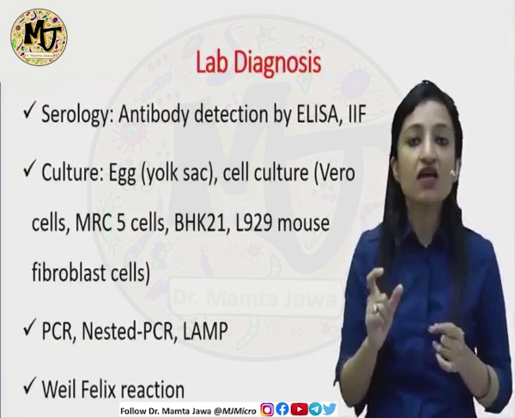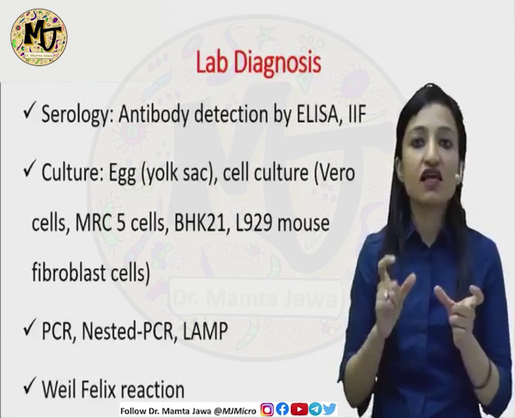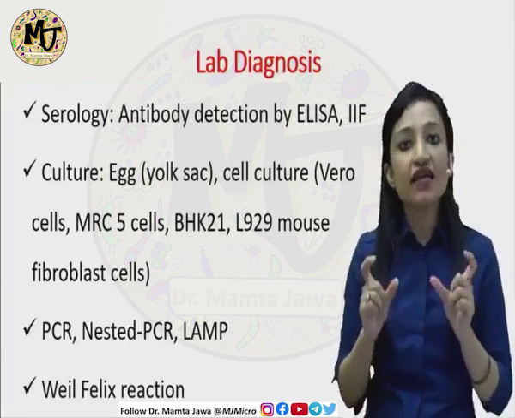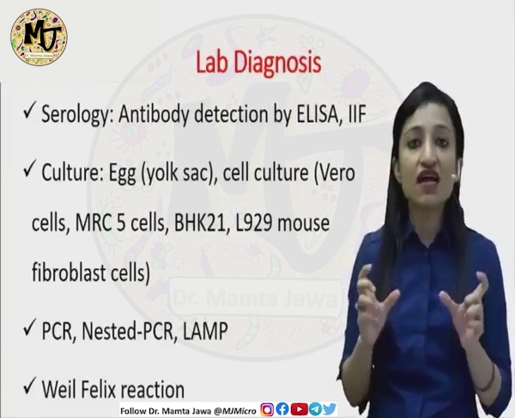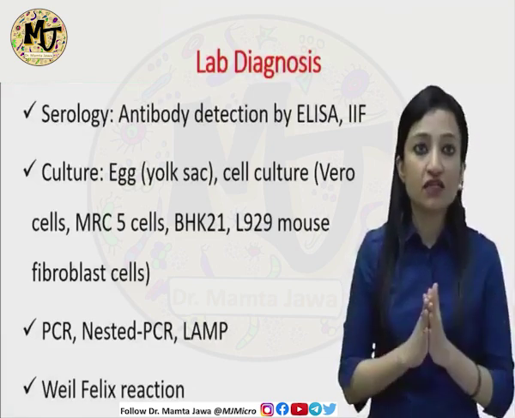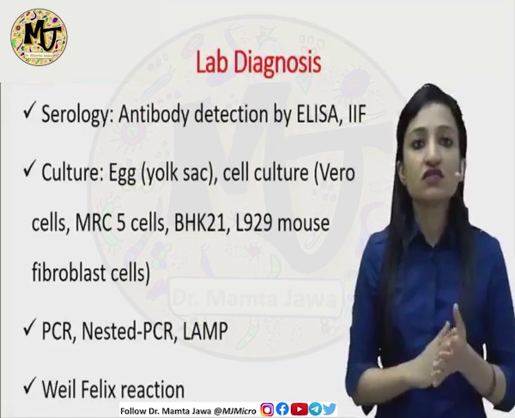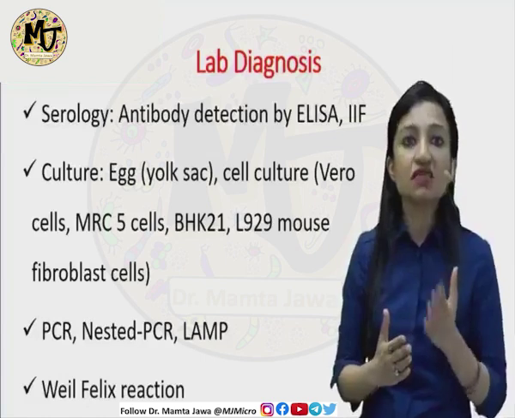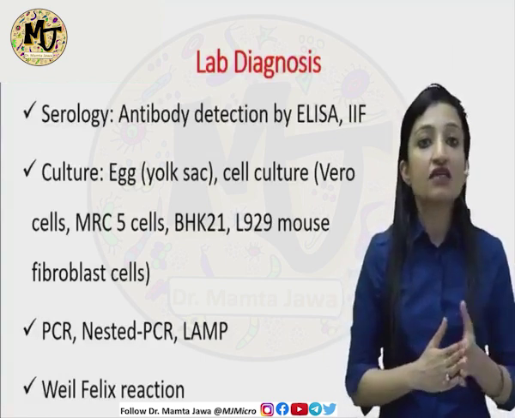Another thing I would like to mention over here is that yolk sac is also used for another bacteria known as Chlamydia, and the similarity between Rickettsia and Chlamydia is that both are atypical in the sense that they are obligate intracellular bacteria.